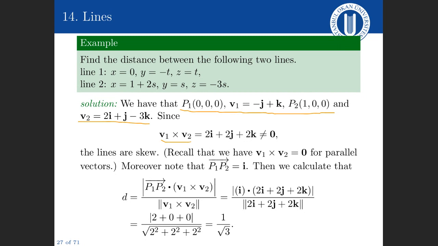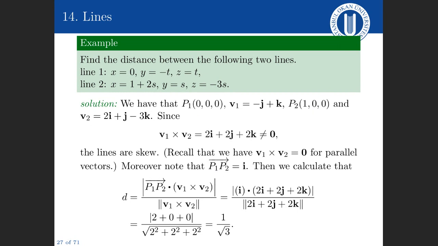Then we calculate V1 cross V2. And we get 2i plus 2j plus 2k, which is not the 0 vector. If this was equal to 0, we would have parallel vectors, but this is not 0, which means that these two lines are skew. Moreover, we can find the vector from P1 to P2: from 0, 0, 0 to 1, 0, 0 is equal to i. And then we're ready to use the formula.